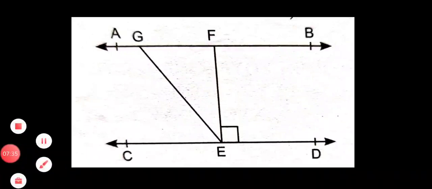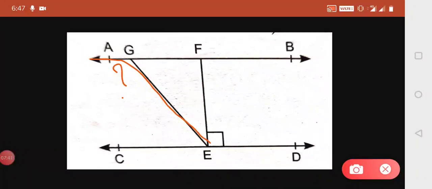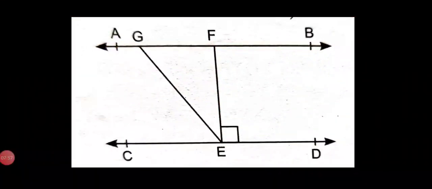Once again, let's see. This is angle AGE, which you have to find. Another thing you have to find is angle FGE, this angle, and the third angle you have to find is angle FEG. So three angles we have to find in the given question.